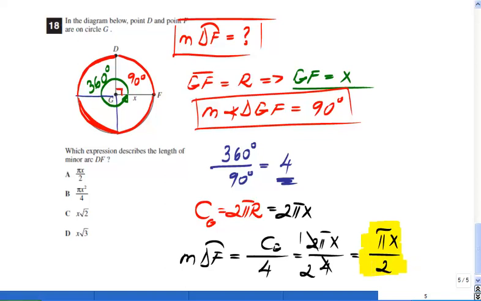Pi x over 2, A is the right answer. Pi x over 2, you got it, and you can move on. Okay, thank you very much. Pi x over 2, we're done.